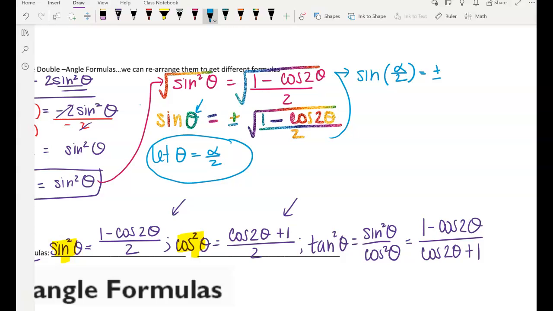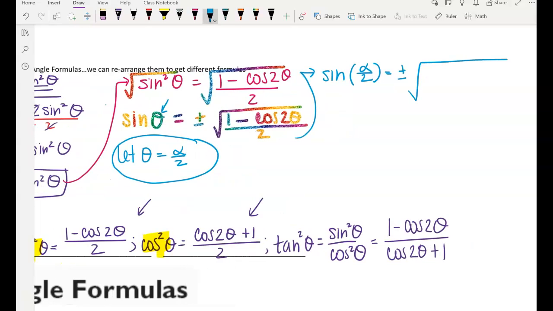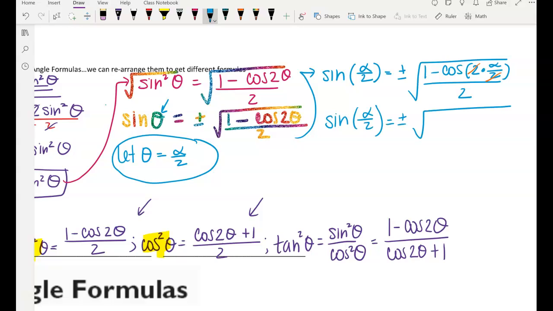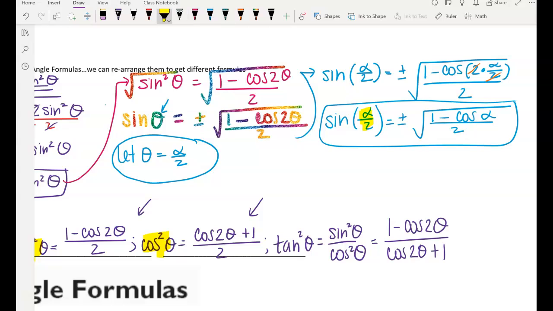Then this again is plus or minus. That doesn't go away. Big radical, 1 minus cosine. I see a 2, I see a theta, but now it gets alpha divided by 2, all over 2. This will now simplify down to that. So this allows us to write sine of alpha divided by 2 equals plus or minus big radical 1 minus, well, now we just have cosine of alpha, all over 2. Again, that 2 is under the radical. That's how we came up with the half angle. Can you see that this is half because it's alpha divided by 2?